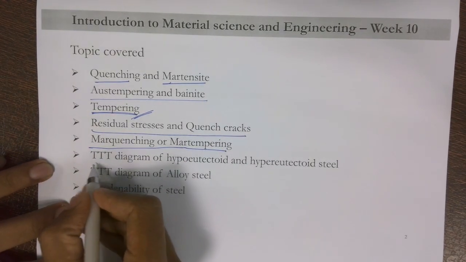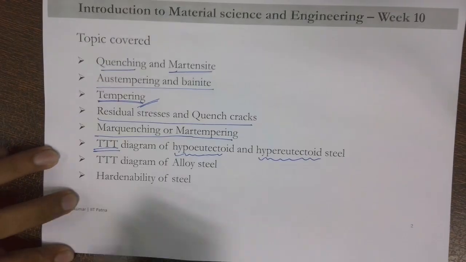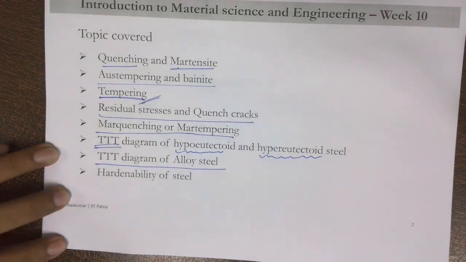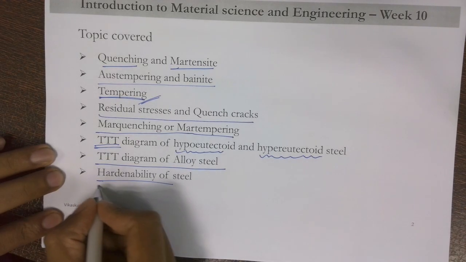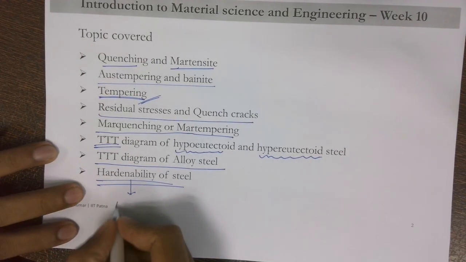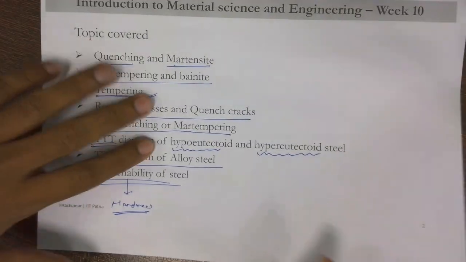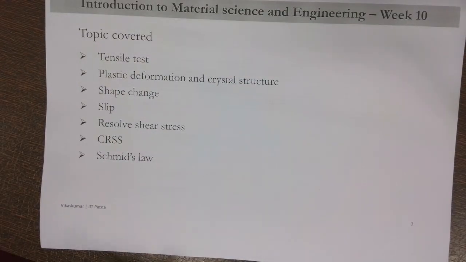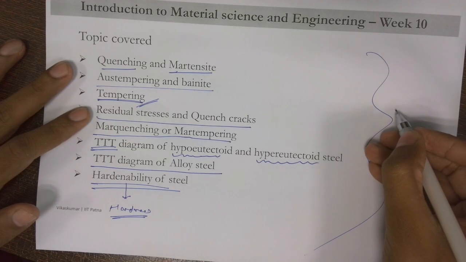We discussed the TTT diagram for hypoeutectoid and hypereutectoid steel. Then the TTT diagram of alloy steel: we discussed how the addition of alloying elements, for example chromium, affects the TTT diagram. We discussed the term hardenability, which is different from hardness. These terms, hardenability and hardness, are different from each other, they are not equivalent. This section of our week 10 is based upon heat treatment.